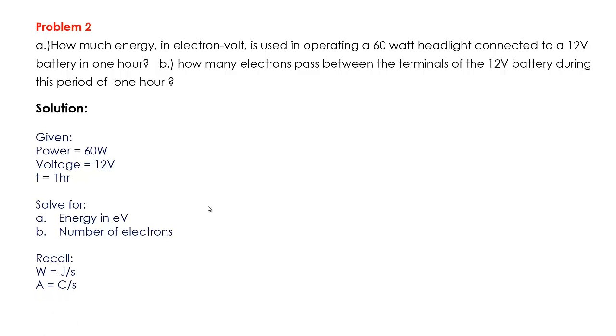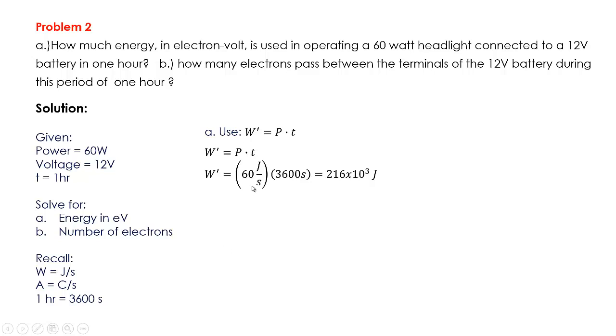Okay? Now, recall that the unit watts is equal to joules per second at yung unit natin na ampere ay equal kay coulombs per second. And we all know that 1 hour is equivalent to 3,600 seconds. Okay? So, for problem 1, let us use this formula in which electrical energy is equal to power times time. Meron tayong given power which is 60 joules per second or 60 watts times the 3,600 seconds. So, multiplying these values and cancelling seconds will come up with 216 times 10 raised to 3 joules.